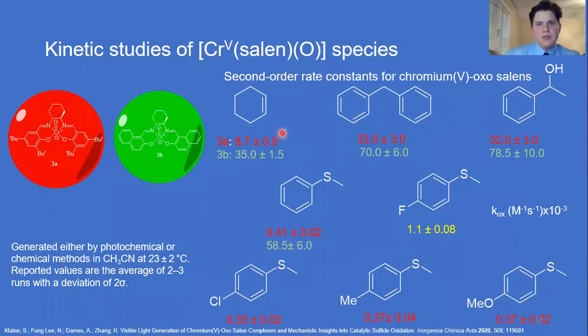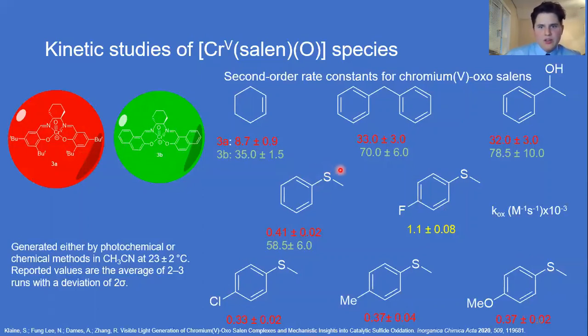So moving on, we also obtained second order rate constants for these activated hydrocarbons as well as these substituted thioanisoles. And the most important thing to note here is that 3A showed much lower second order rate constants, and that's because we have these bulky tert-butyl groups on the 3 and 5 position of this aromatic ring. And this basically hampers the reactivity of the complex. However, if you look at 3B, we have no steric congestion here.